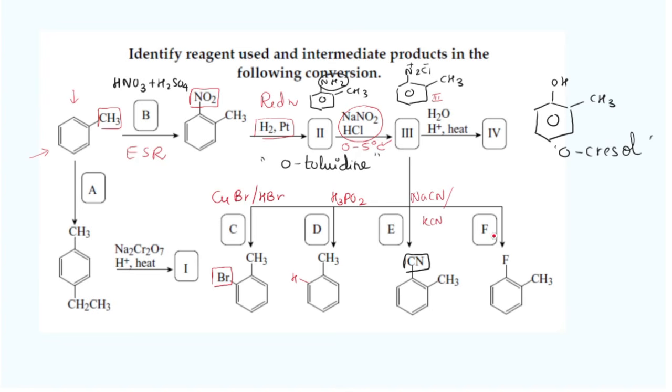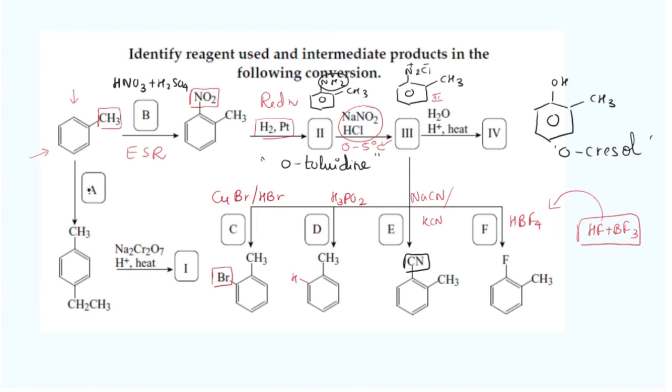Now let's check what is reagent F. You can see that the product here is orthofluorotoluene. So for this we need HBF4. In some question papers you can see this as HF plus BF3, but it is nothing but HBF4. So you have to remember that.